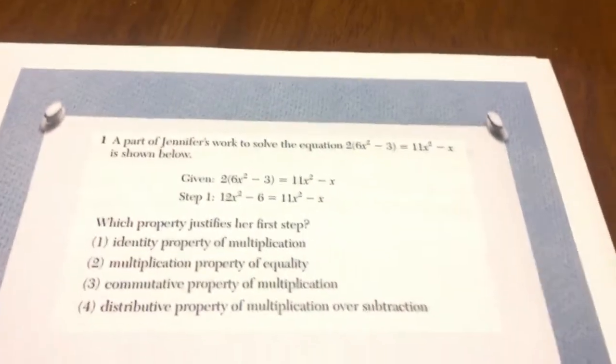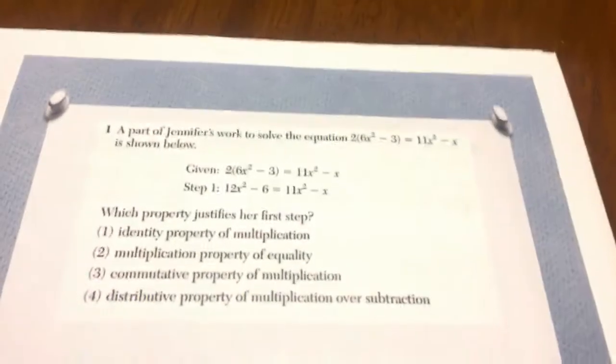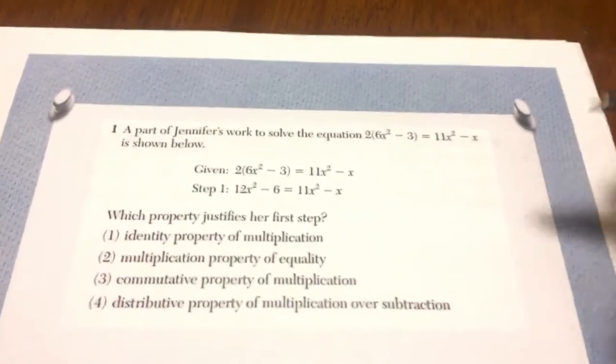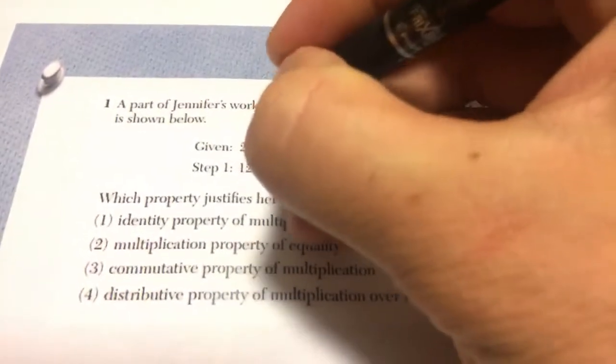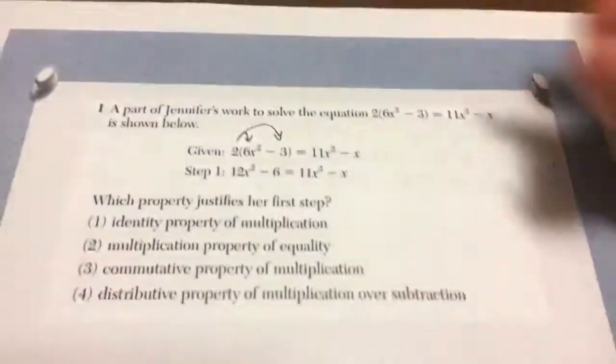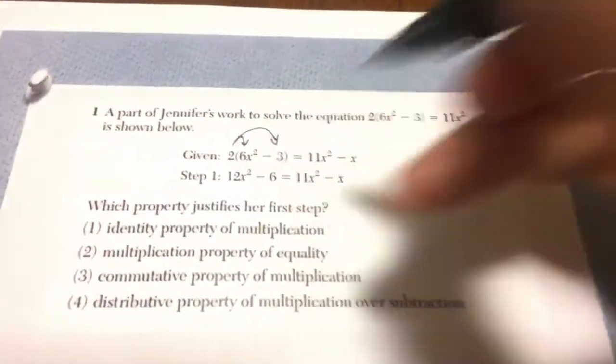In number 1, we're given an equation, and then it says we have to solve. So in this case, they're asking you which property justifies this first step. Well, if you notice, to go from this step to this step, this person multiplied by 2. They distributed over the operation of subtraction.